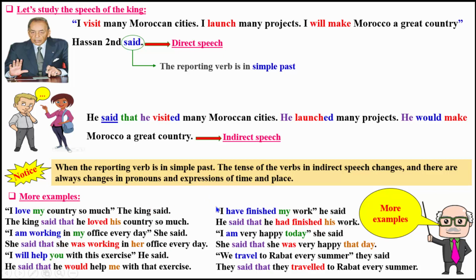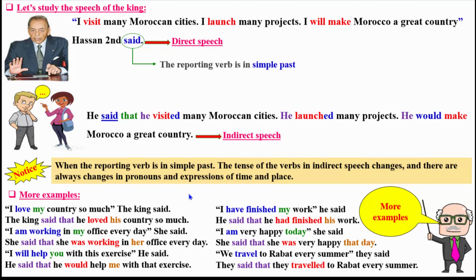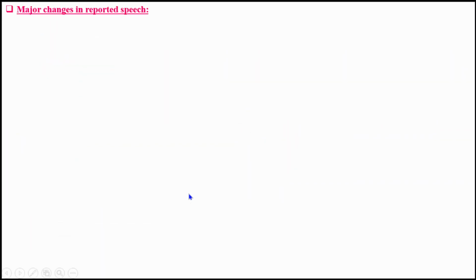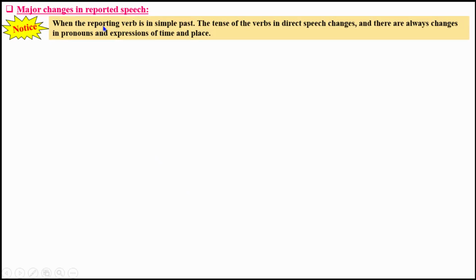So now the question is, are there any changes in the tenses of the verbs, in pronouns, and also in time and place expressions? Yes, there are a lot of changes. And now let's look at those changes. So the major changes in reported speech are over here. Remember, when the reporting verb is in simple past, the tense of the verbs in direct speech changes. And there are always changes in pronouns and expressions of time and place.